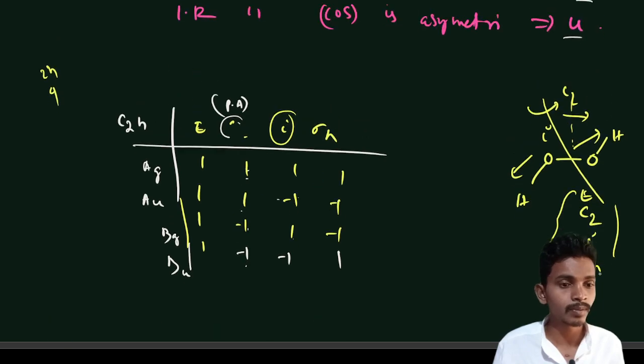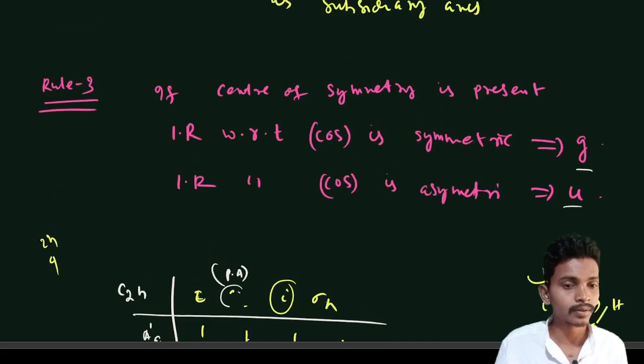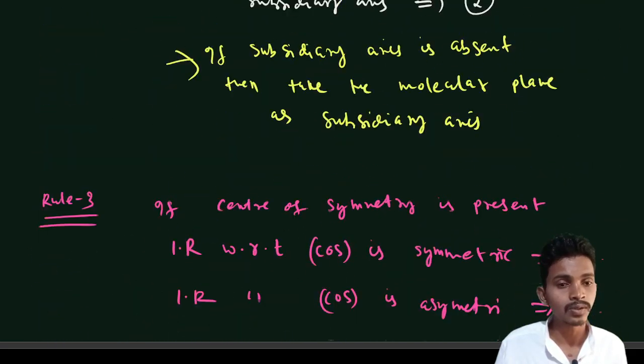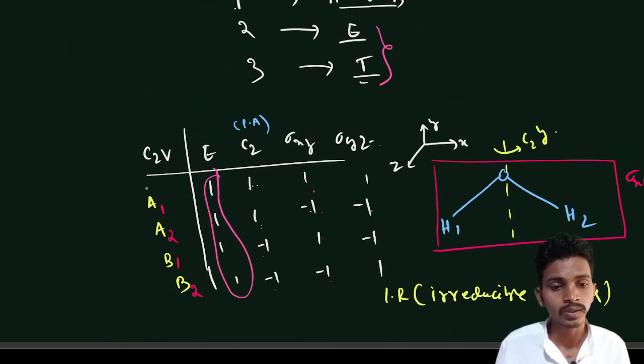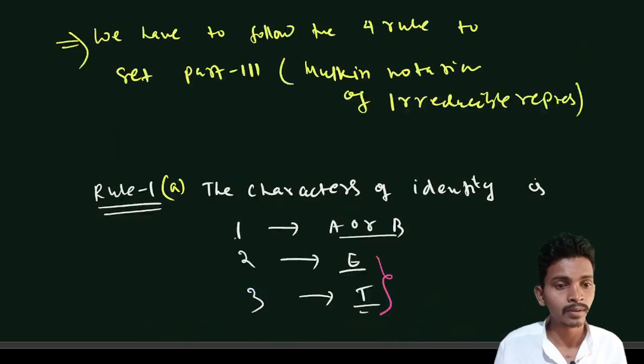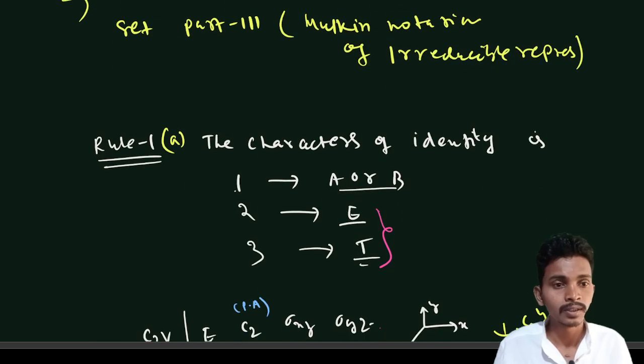So here we have sigma h, and this is positive, then 1 symbol we will use, 2 negative, here negative, so here double symbol, here also double symbol, here positive, then 1 symbol. Okay, likewise we have to follow the 4 rules while writing the Mulliken notations of irreducible symbols. So for getting these values we have to follow these 4 rules.